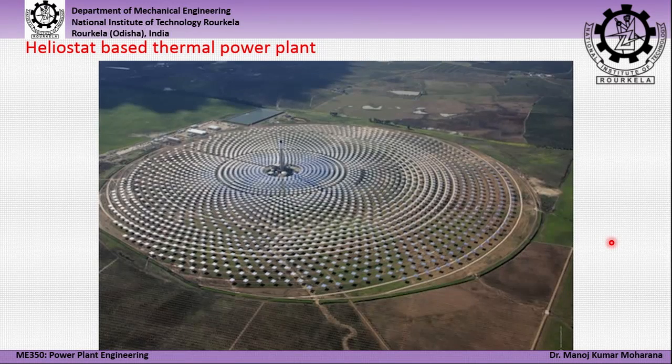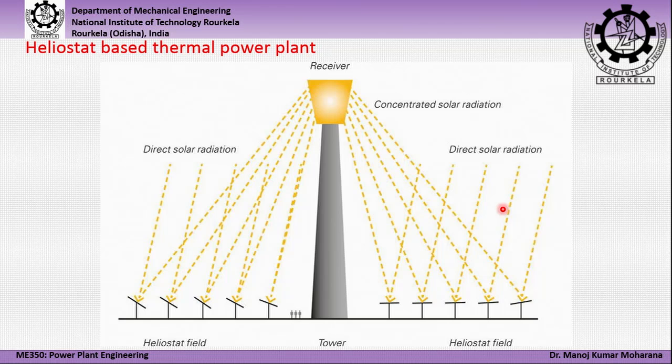So, this shows the actual photograph of a heliostat based thermal power plant. Here at the center it can be seen the central receiver tower, and around this a large number of heliostat mirrors are placed, which reflect the sunlight falling on them directly toward the central receiver. So, this explains the phenomenon. Here it can be seen, this is the central tower where the receiver is placed at the top, and these are the heliostat mirrors placed on the ground.